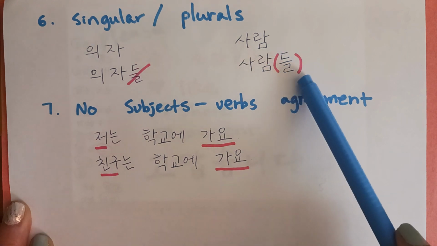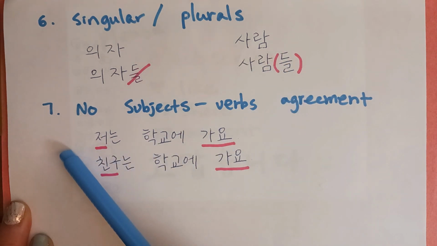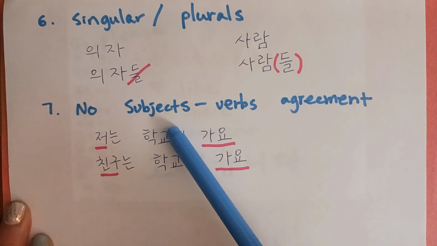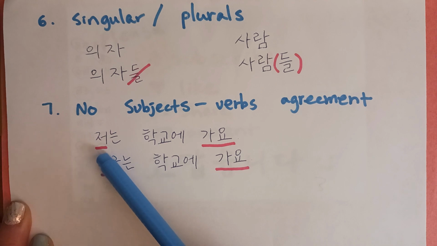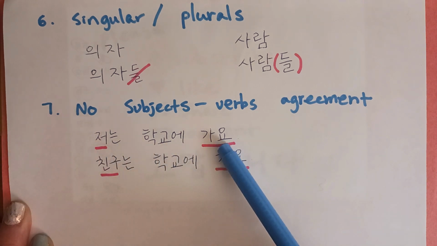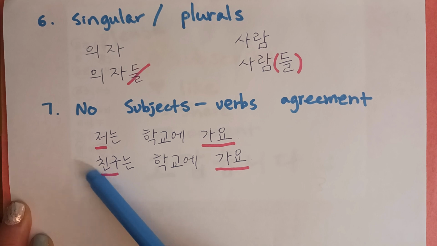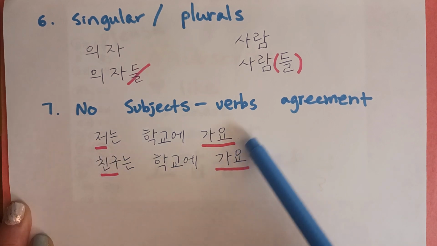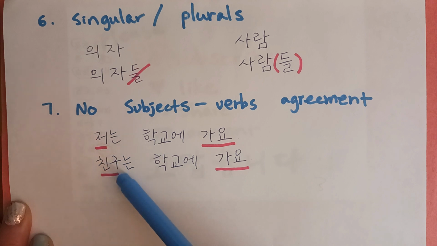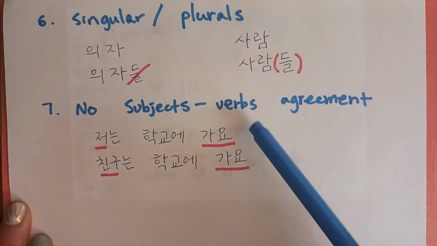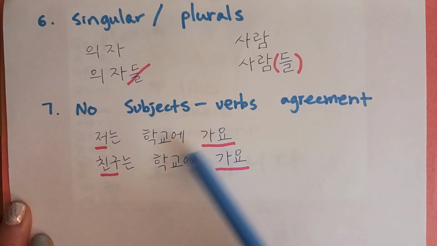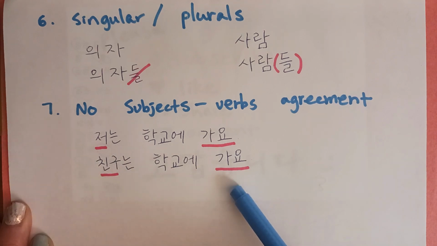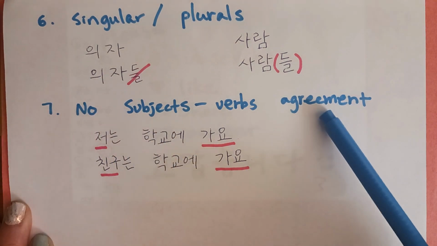사람, 사람들. Number 7. In Korean language, there's no subject and verb agreement. I'll show you an example. I go to school. 저는 학교에 가요. My friend goes to school. 친구는 학교에 가요. Do you see? The subject changed, but those two verbs have the exact same form. Not like English, where you'd say I go, my friend, and then you need to say goes. That doesn't happen in Korean.